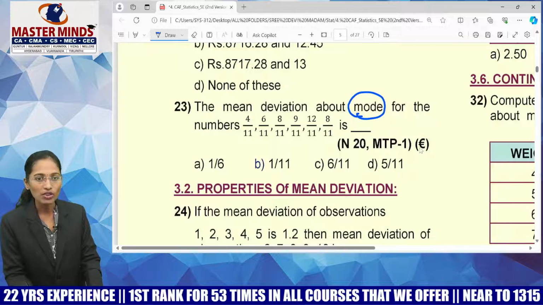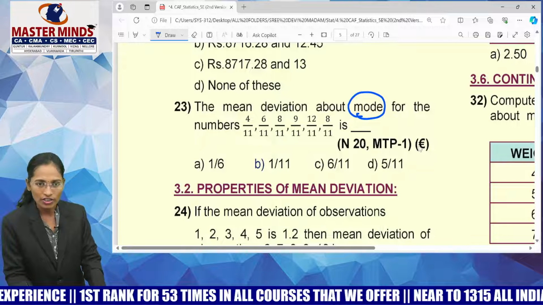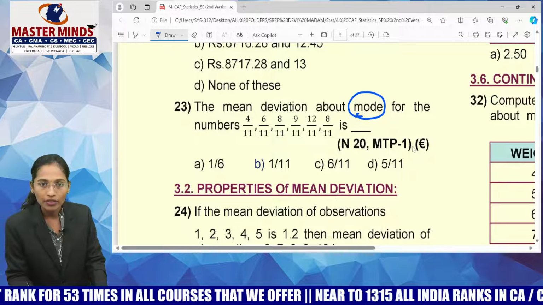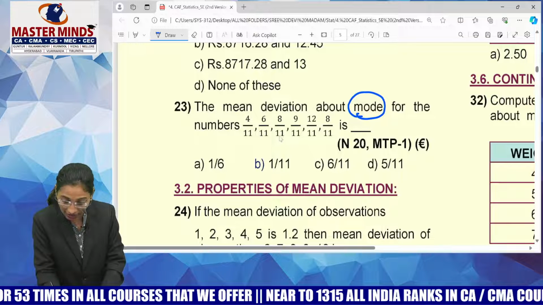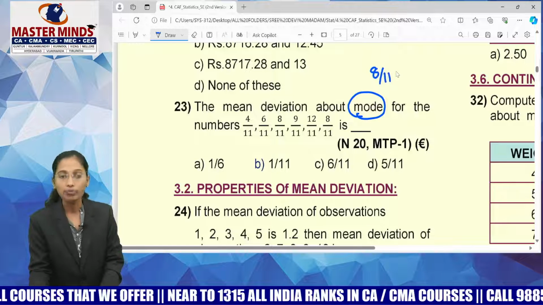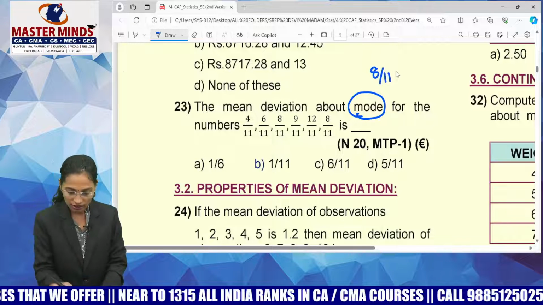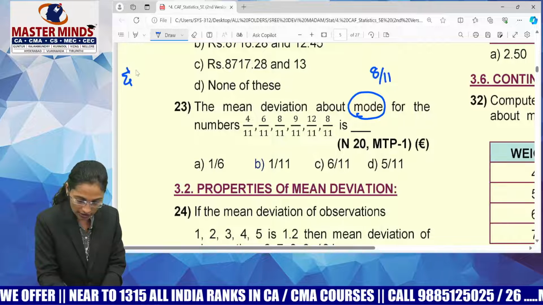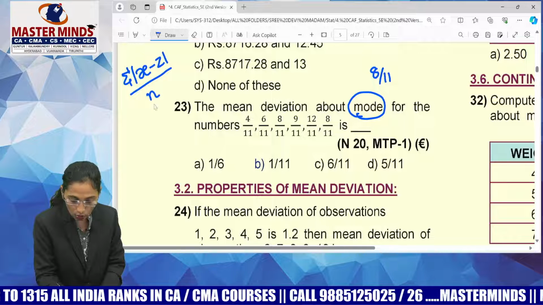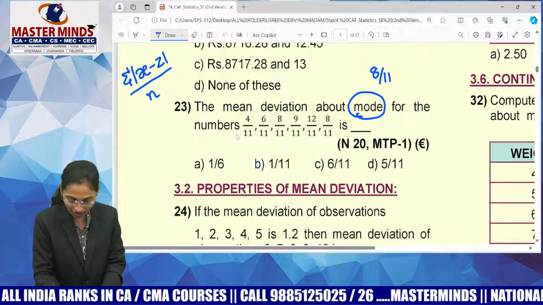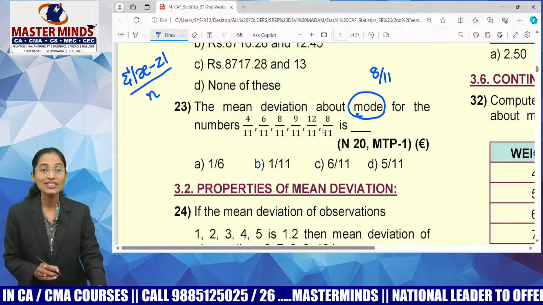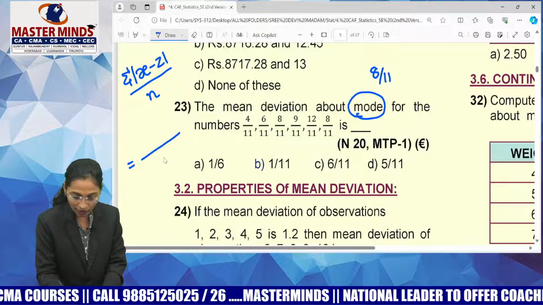How do you calculate mode and what is a mode? Mode is the highest frequency observation, right? Or highest repeated term, right? What is the highly repeated term? Look at the data. Yes, 8 by 11 got repeated 2 times, which means your mode is 8 by 11. Now let me write down the formula for mean deviation from mode. Mean deviation from mode is summation modulus x minus mode by n. So what is n? How many observations are here? 1, 2, 3, 4, 5, 6. 6 observations are here. It means n equals 6.